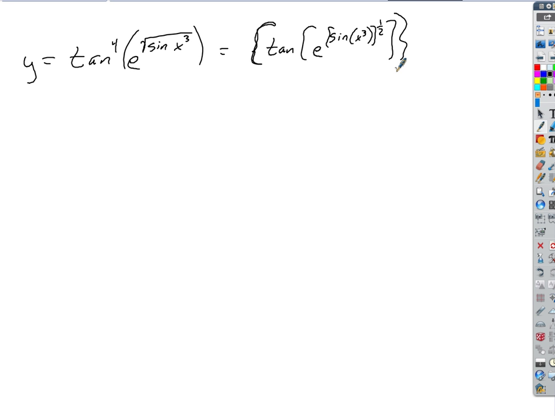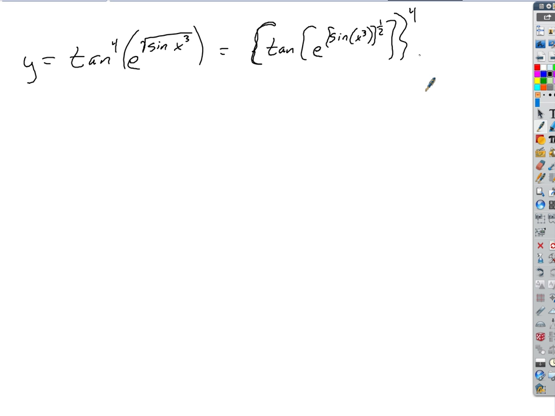Okay, everybody agree that if I write that out using a bunch of parentheses, that's what it looks like? So outermost level, what do we have here? To the fourth power, a power function, something to the fourth. Next level, tangent of something. Next level, an exponential function, e to the something. Next level, something to the 1/2.